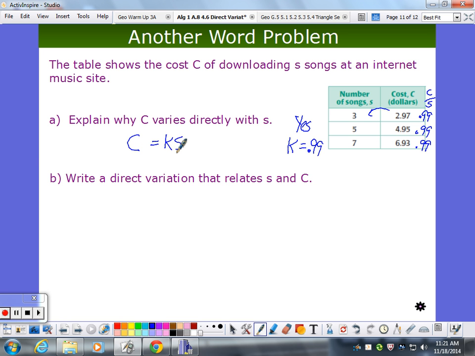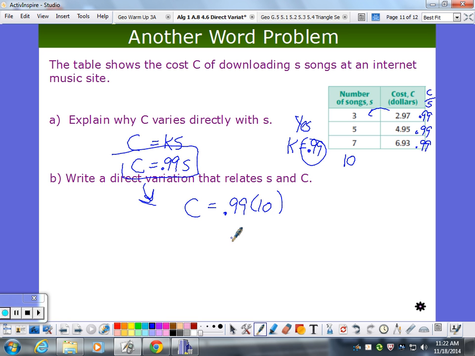So C varies directly. There's my equal K with S. And K is 0.99. So I just plug that in. Here we go. Cost is 0.99 times the number of songs. So if I wanted to download 10 songs, what would the cost be? I want to know a number, a dollar amount.